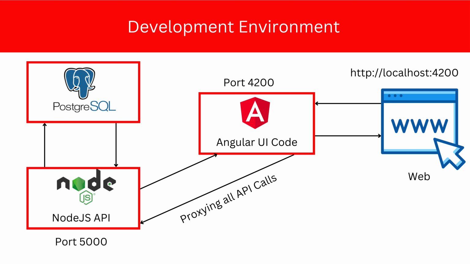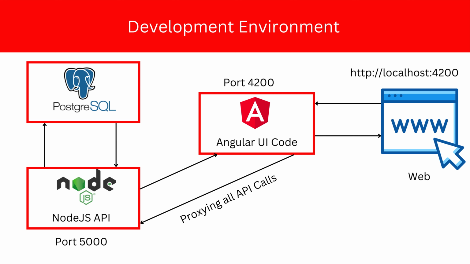So to avoid that CORS error, there is a mechanism where you have to maintain a proxy config.json in which you need to define that whenever there is an API call, you have to call the Node.js API that is running on port 5000. For example, you can define /API. Whenever there is a /API in the URL, it forwards all those HTTP requests coming from the browser to the Node.js API.